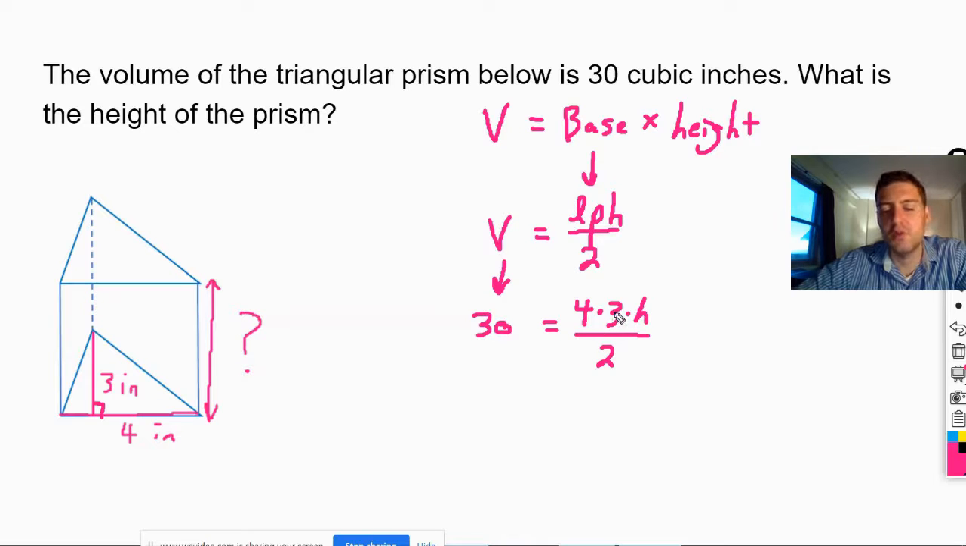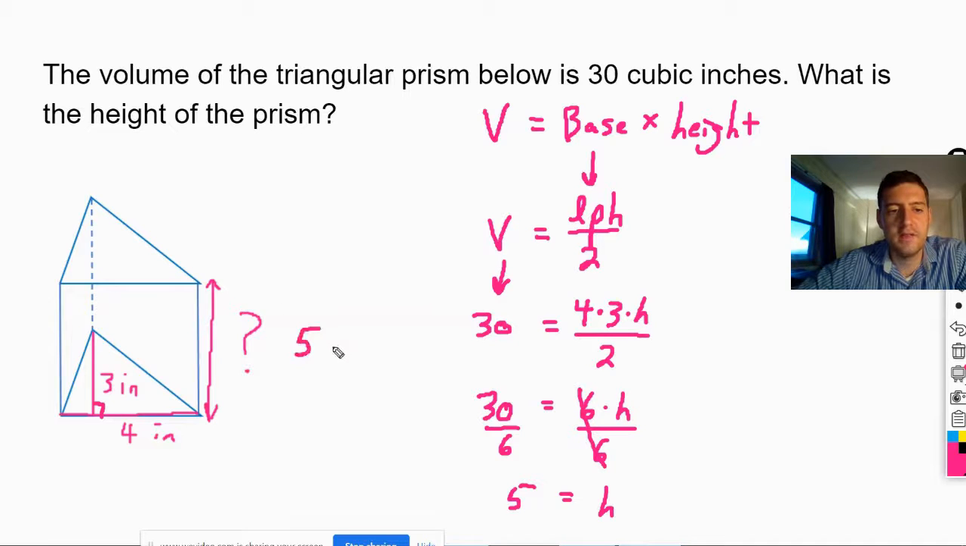So 4 times 3 is 12. 12 divided by 2 is 6. So I can write 30 equals 6 times H. And then I can divide both sides by 6. So h is equal to 5. So the height of this triangular prism is 5 inches. Height is one-dimensional, so it would just be inches, not square inches like for area, not cubic inches like for volume.